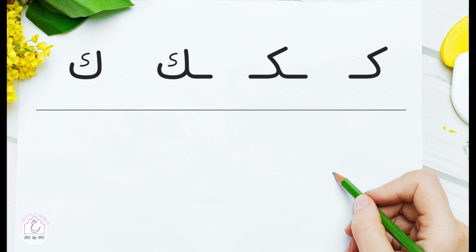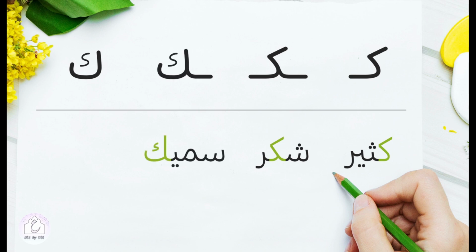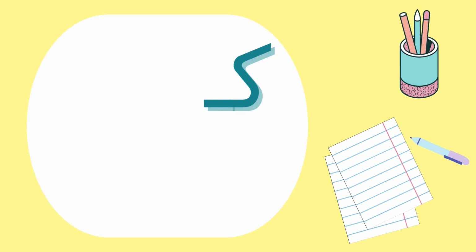In conclusion, kaf has four forms, depending on its position in a word and whether it's preceded by a non connecting letter or not. There is the initial position, the medial, final, and the isolated form. Please practice writing the four forms.